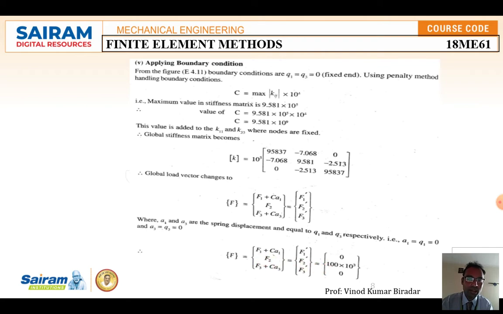So here f2 is equal to 100 into 10 to the power of 3. This is the only change in the penalty method of handling the boundary condition. I hope you understand this. Okay, so I will repeat this again.